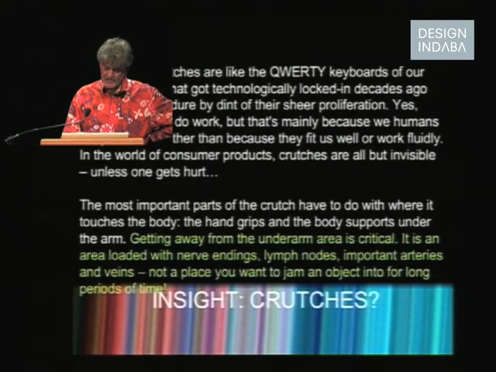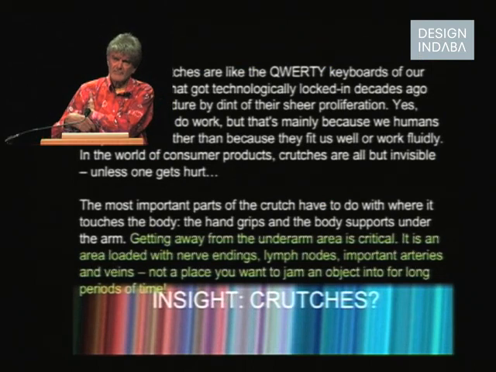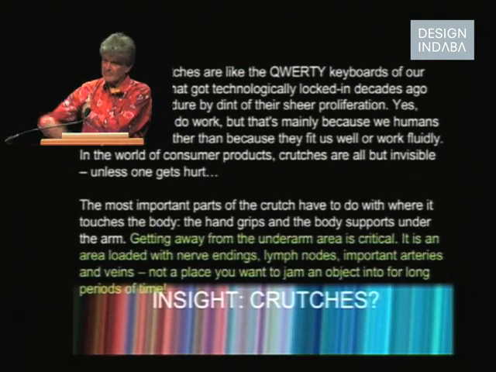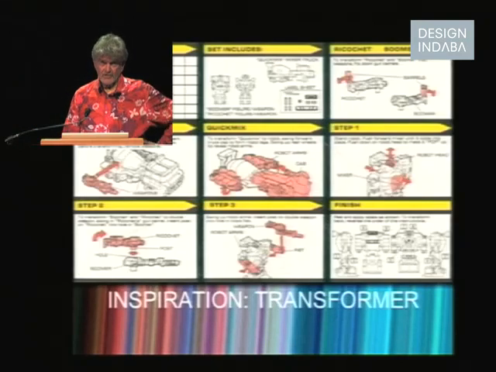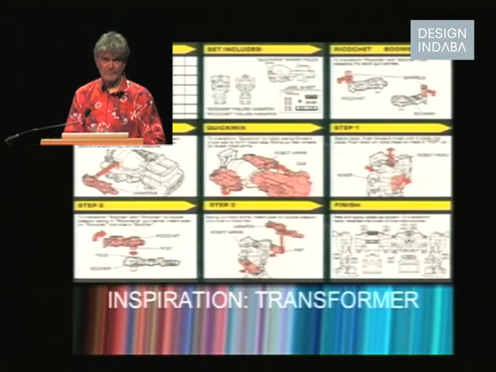And the first thing is that the crutch, I saw somebody walk this morning, goes under the arm where it kills your lymph nodes and blocks your blood vessels, really unhealthy. It's hurting your ligaments. And so we looked at what an idea could be. The inspiration came from transformer toys, because you want the crutch to transform.